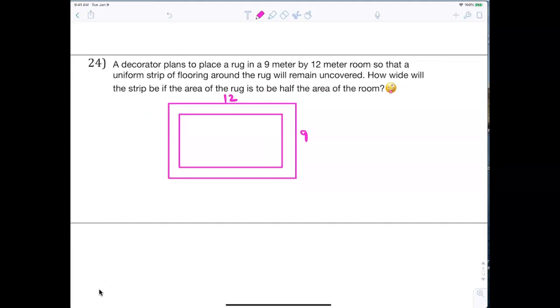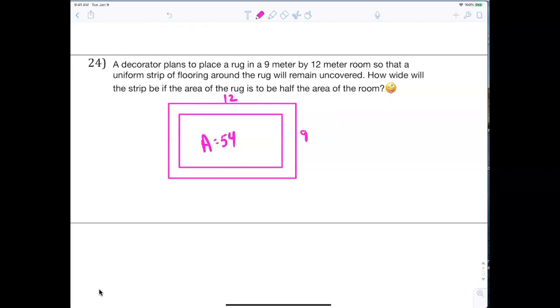So the uniform strip of flooring, if the area of the rug is half, what would the area of the rug be? 54. Does everybody agree? Right, 54. So this area right here is equal to 54, guys. Come on now, let's be brilliant. That area is 54. Does everybody agree?